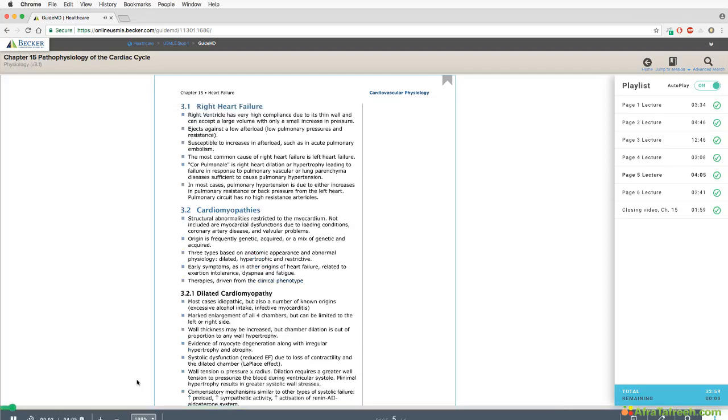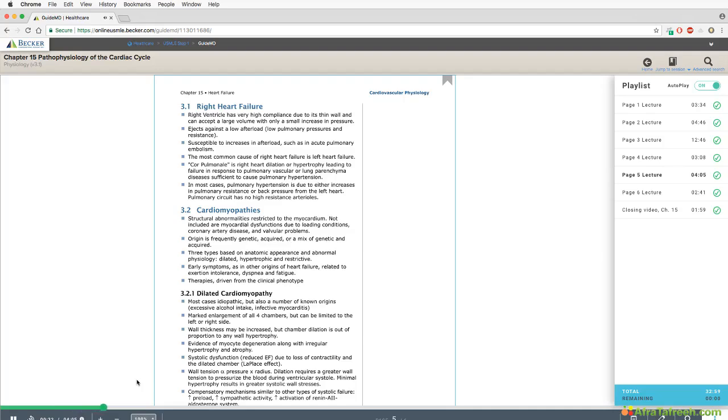Although in step 1, left heart failure is more important than right heart failure, we do need to mention a couple of aspects of right heart failure. Now, if you remember, the left ventricle is considered more of a pressure pump. The right ventricle is more of a volume pump. It has a very high compliance due to its thin wall and can accept a large volume with only small increases in pressure.